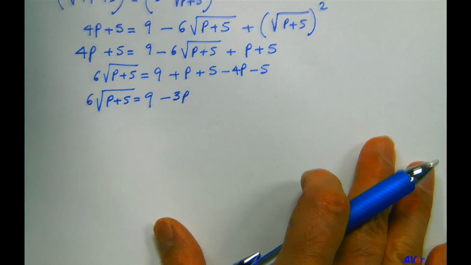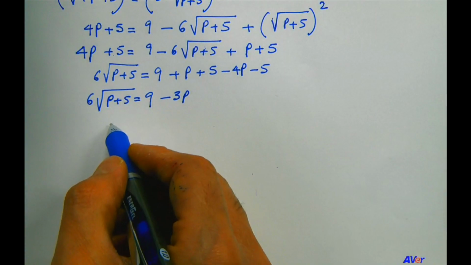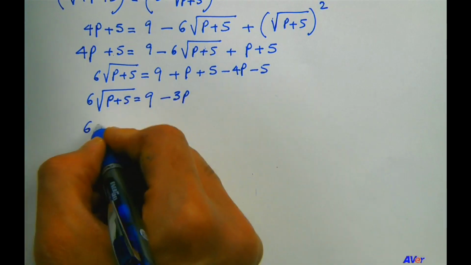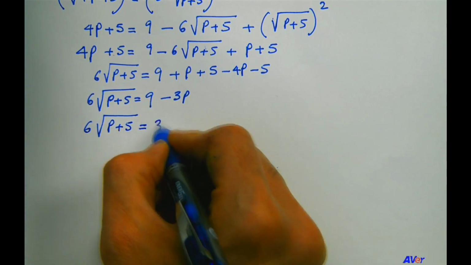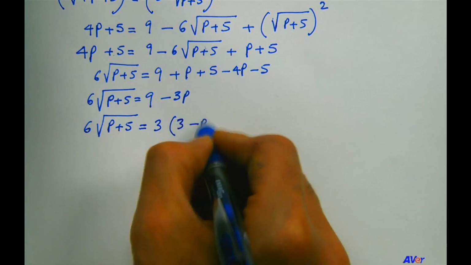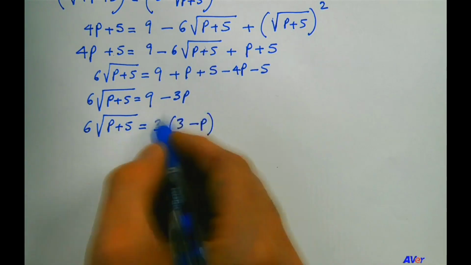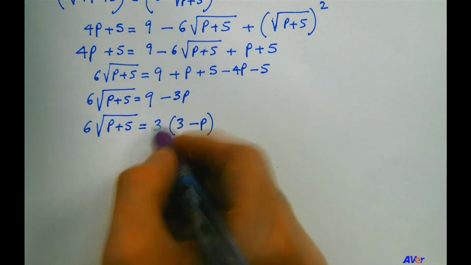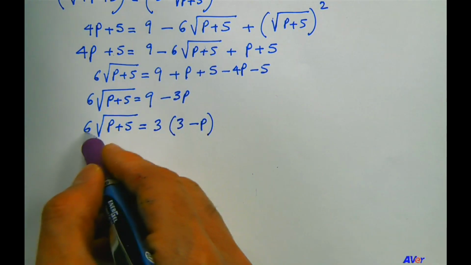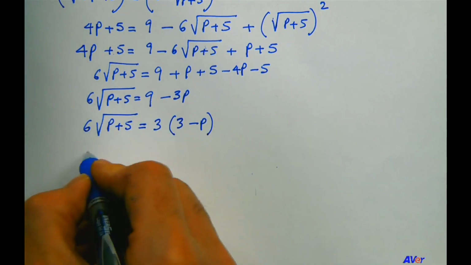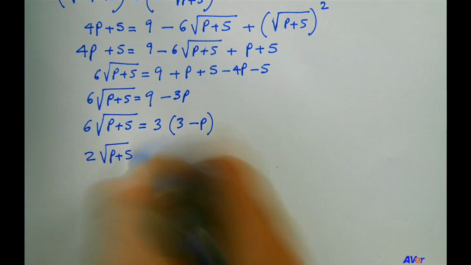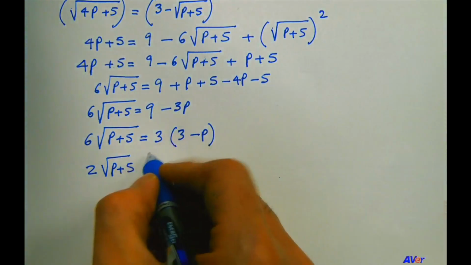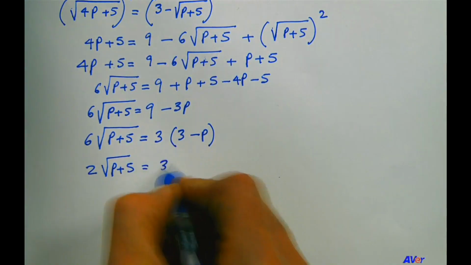Should we do that? Yeah, why not? Let's do that. So 6 times square root of p plus 5 equals 3 times 3 minus p. Right? So this 3 goes away with the factor of 3 here. So we end up with 2 square root of p plus 5 equals 3 minus p.